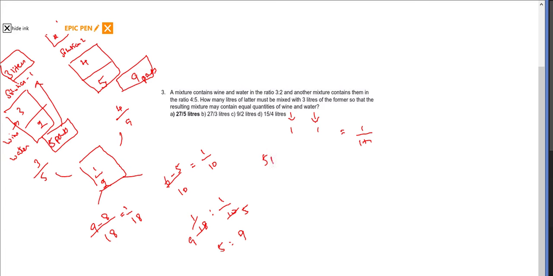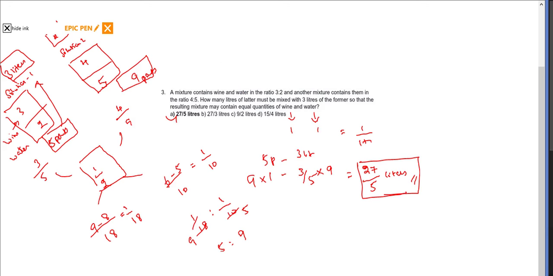So 5 parts is 3 liters, so 1 part is 3 by 5. And what is 9 parts? Into 9, right? So 9 parts is nothing but 27 by 5 liters. So to 3 liters of solution 1, I need to add 27 by 5 liters of solution 2 in order to obtain the resultant mixture. Okay, so this is my answer, 27 by 5 liters.